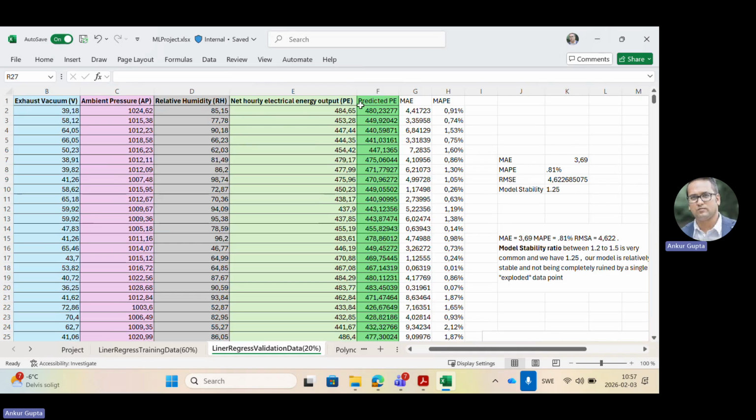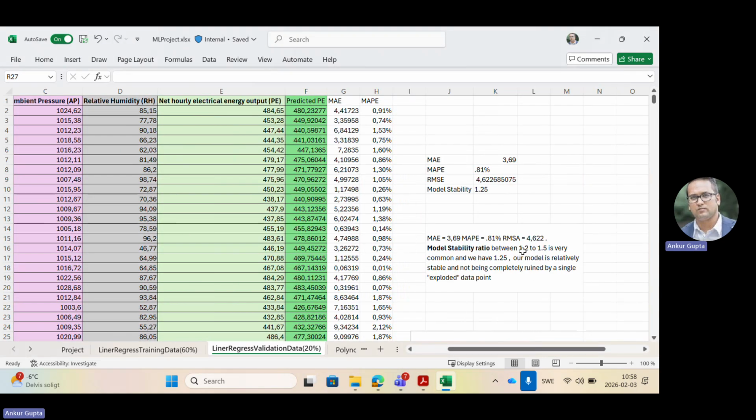What we saw between predicted values and actual values was that the MAE, or mean absolute error, averaged 3.69 and the mean absolute percentage error was 0.81%. We also saw root mean square error was 4.6. If we look into the model stability ratio, it should be between 1.2 and 1.5, and it was 1.25, which is what we get when we divide RMSE by MAE. So it's a good model.